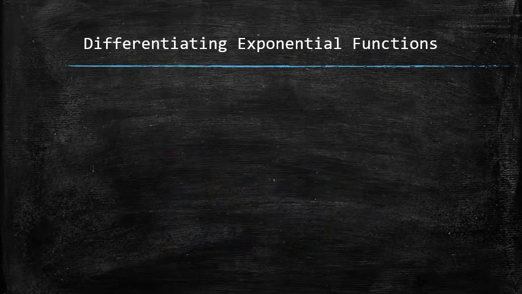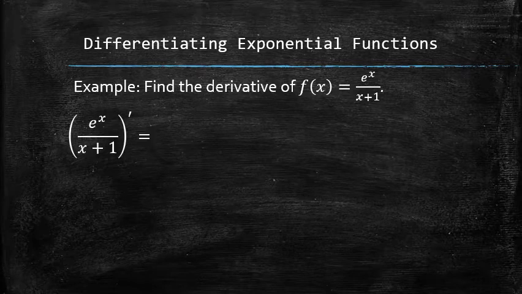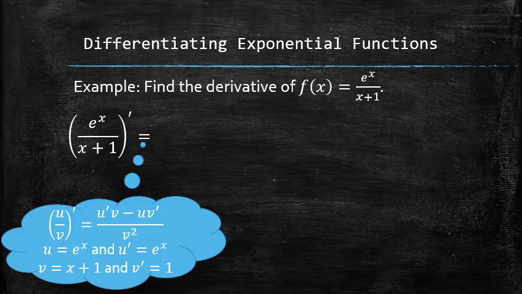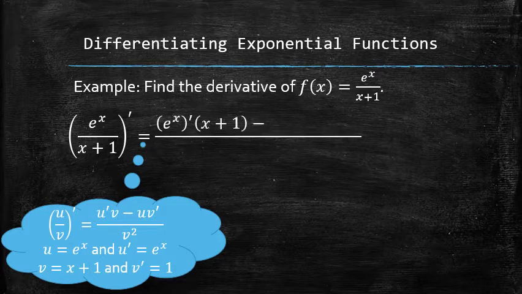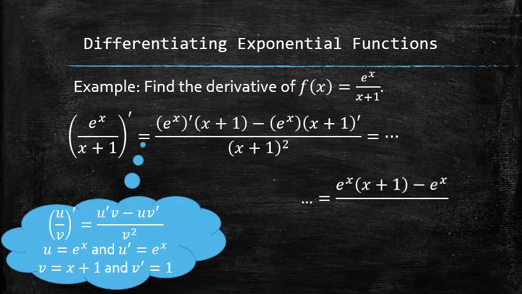Let's do another example, and let's find the derivative of the following function. We start the differentiation process by recognizing that we are differentiating a ratio of two functions. So we apply the quotient rule, for which we know how to determine all the components. So we get the following answer after simplifying the expression.